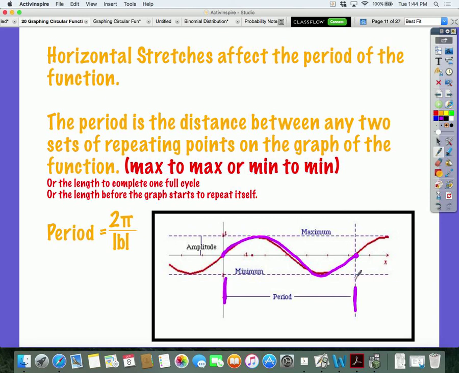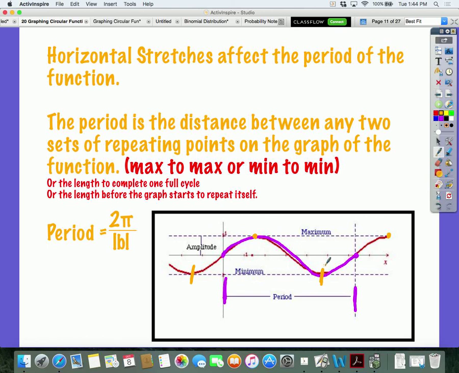Okay? You can also look at it as the distance from one max to another max, or one min to another min. No matter which one you look at, the purple curve, the distance between the two dots, or the distance between the two straight lines, those distances are going to be the same. They're going to all have the same period no matter which set you look at. To find the period algebraically, though, it is 2 pi divided by the absolute value of b.